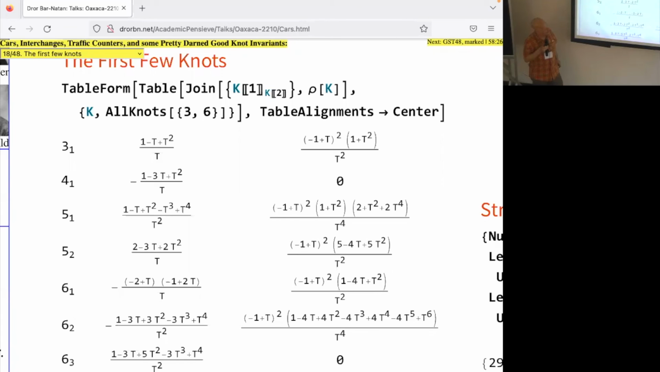What can I say about torus knots? I can't say anything right now, except that in principle it should be computable in closed form. I haven't done this computation, but it should be computable in closed form for that specific class of knots, torus knots.